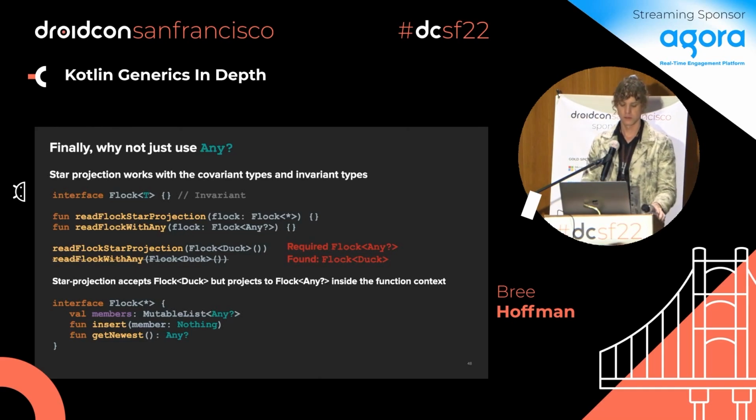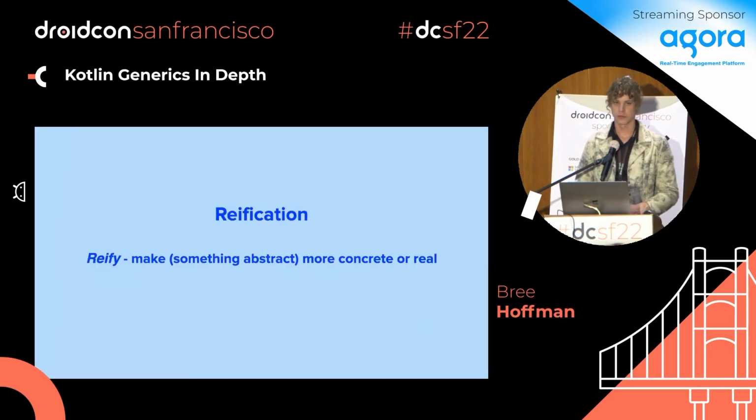So lastly, I wanted to talk about reification. The word itself might seem confusing, so I provided a definition here. To reify is to make something abstract more concrete or real. And in this case, what we're going to be trying to reify is those generic type parameters in our actual complex types when we're working with them. So I wanted to provide some examples of situations where you might find yourself grasping for reification.